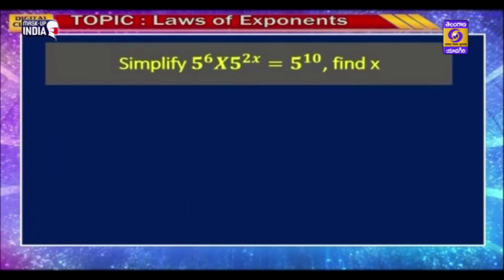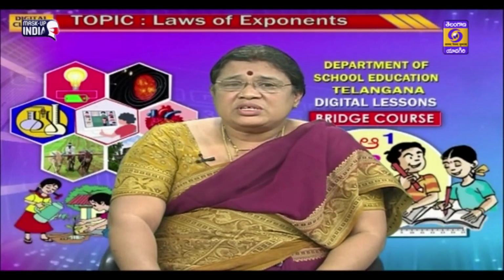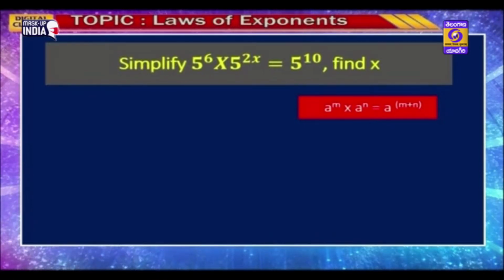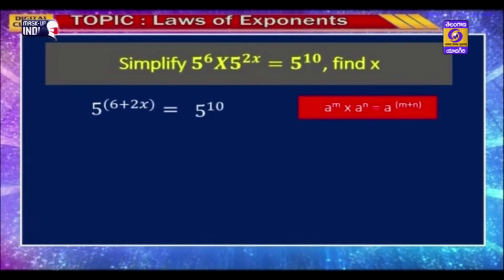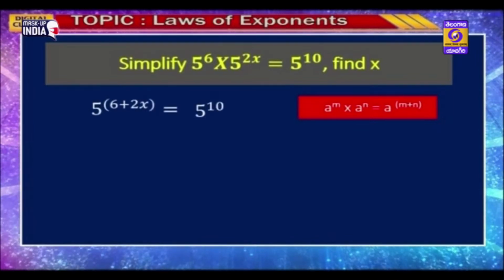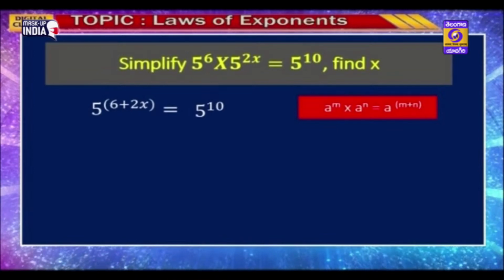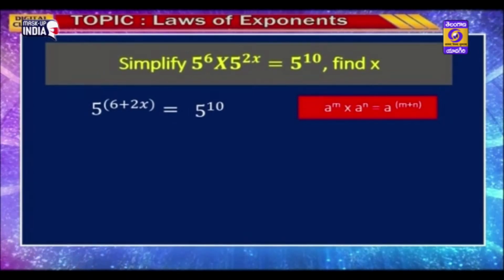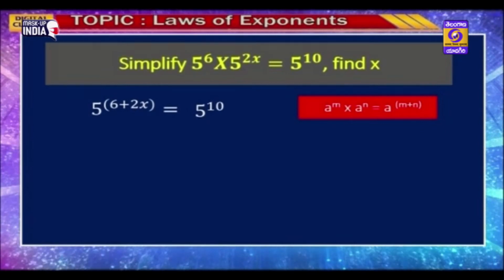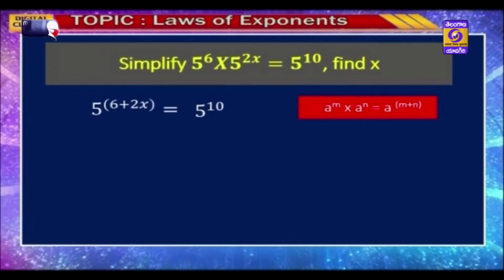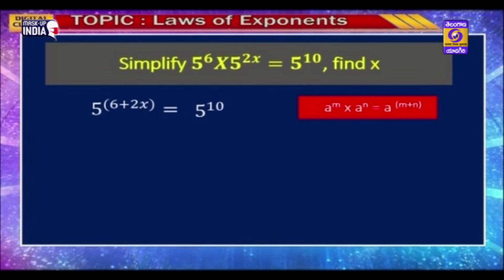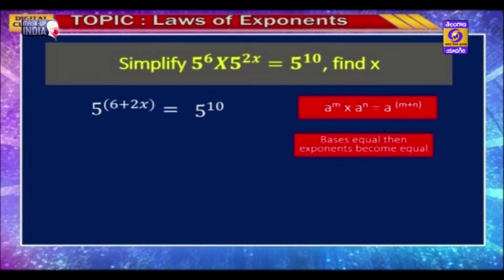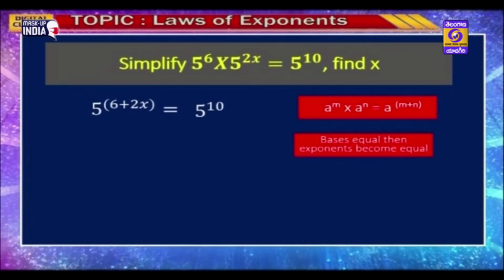Now we'll do some problems. See here, 5 to the power of 6 into 5 to the power of 2x is equal to 5 to the power of 10. Now here you have to find out the x value. When the bases are equal, the powers will add up. So you can write like this, isn't it? See, the bases are equal, and there is a multiplication in between the two terms. So the powers will add up. Like this you can write. When the bases are equal, the powers will ultimately be equal. 6 plus 2x is equal to 10.